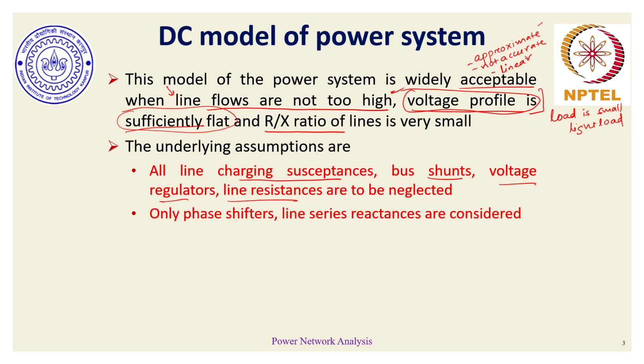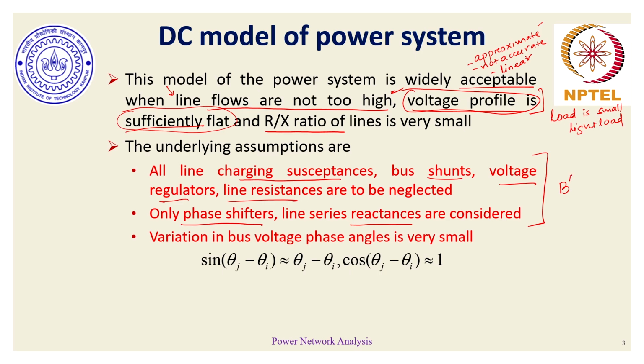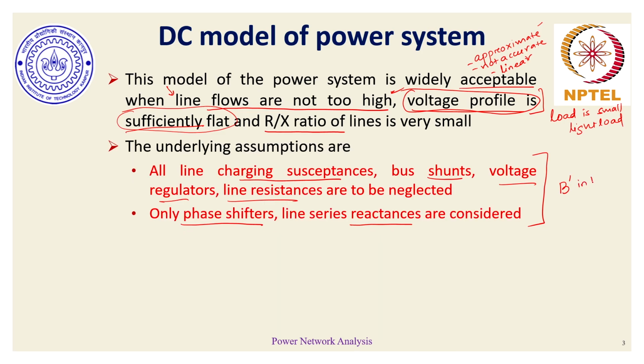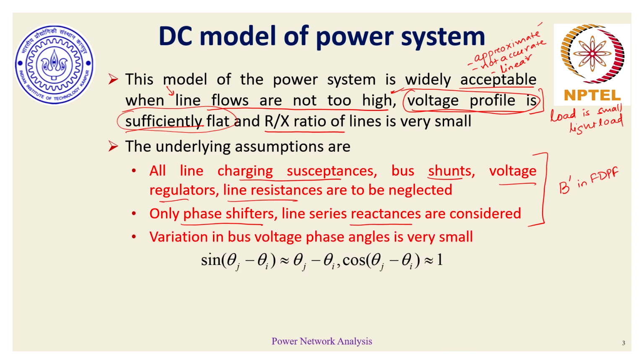Only those elements which can affect the real power flows, essentially the phase angles, are to be considered, and that's the reason why phase shifters and line reactances are the only ones considered. And if you correlate this, these assumptions were also applicable while evaluating the B dash matrix in fast decoupled power flow. The same assumptions are applicable here, and that's the reason why I mentioned the DC model or DC power flow is an extension of the fast decoupled method.